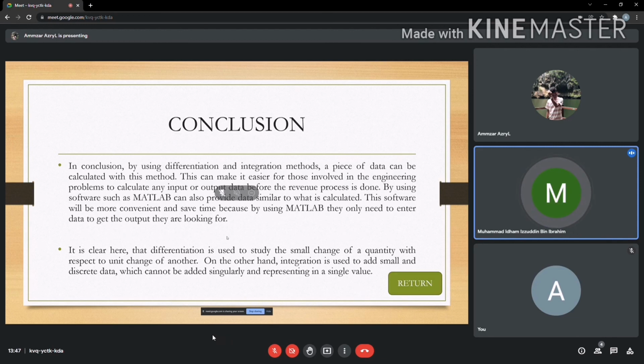It is clear here that differentiation is used to study the small change of one quantity with respect to a unit change of another. On the other hand, integration is used to add small and discrete data which cannot be seen singularly and represent them in a single value.